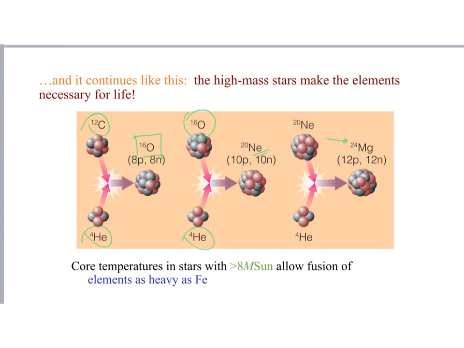And because the core temperatures in these very massive stars are still very high, the pull of gravity still strong, therefore temperatures and pressures high enough to allow fusion of elements as heavy as iron. And the temperatures are actually even strong enough to allow iron fusion.